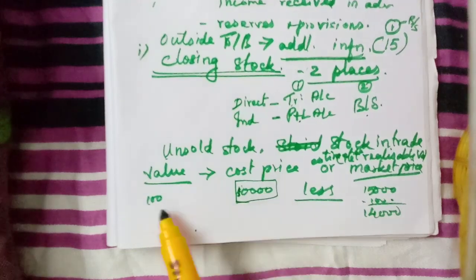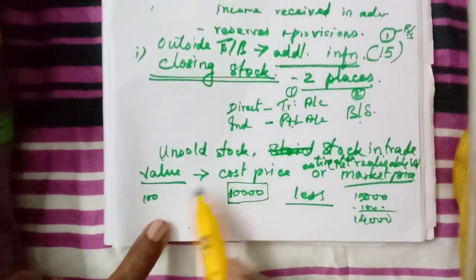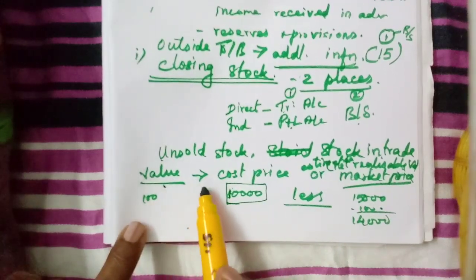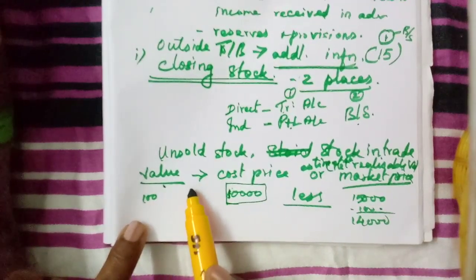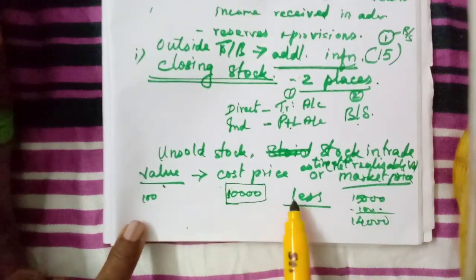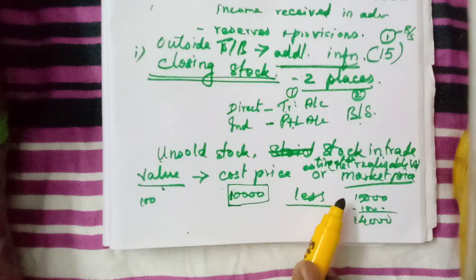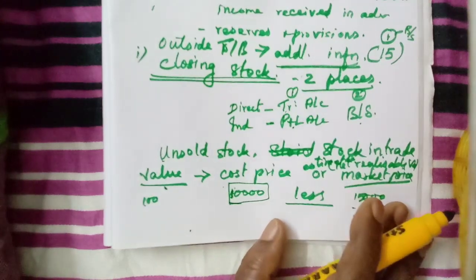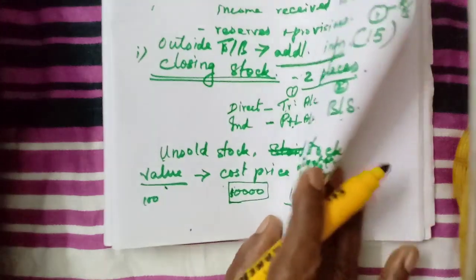This one you have to learn: how they will value the closing stock. They will value the closing stock at cost price or market price, whichever is less. Which price is less, only that we have to consider. In that price only we have to value the closing stock.